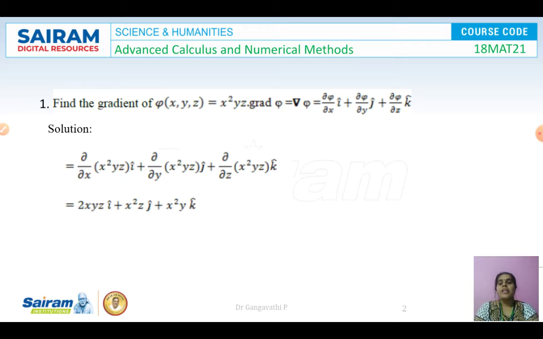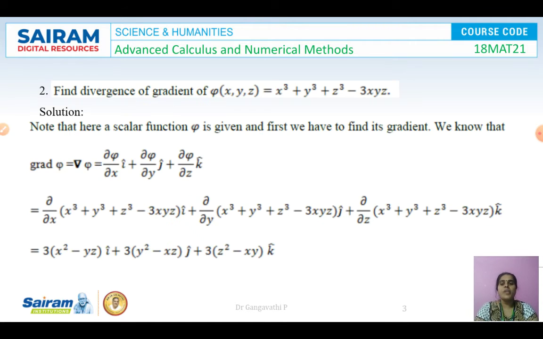And here when we differentiate partially with respect to x, differentiation of x square is 2x, y and z are as they are. And here differentiation is with respect to y, so x square and z remain the same, differentiation of y is 1, j cap. And differentiation is with respect to z, differentiation of z is 1, x square into y k cap. So it was asked us to find the gradient and we have found the gradient.